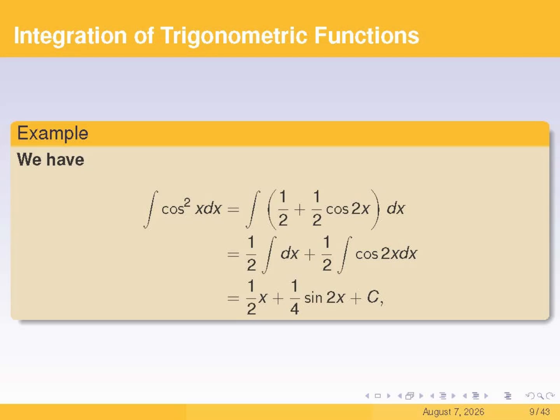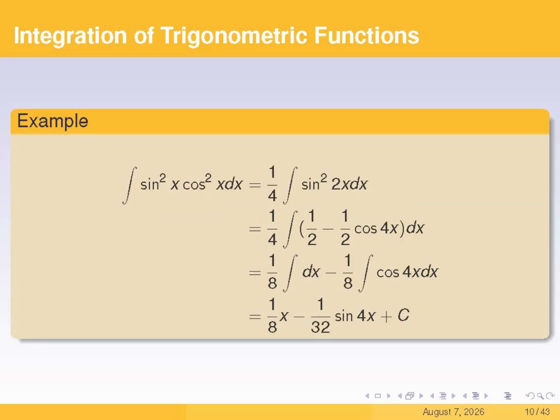Line 2 simply applies the property of linearity to split the integral. Therefore, the indefinite integral on the last line can be easily obtained. Since both sine x and cosine x have even powers, using the trigonometric identities listed on the previous page gives us the equalities on lines 1 and 2.